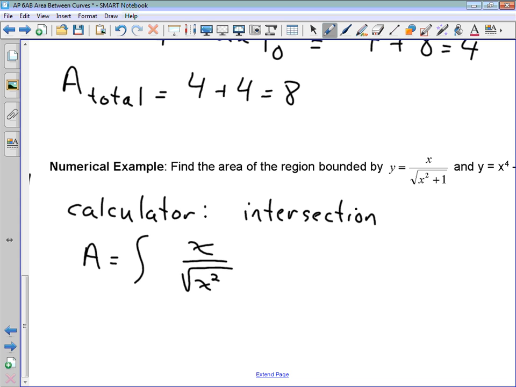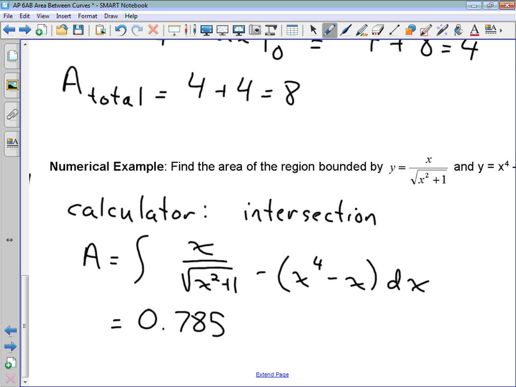x over root x squared plus 1 minus x to the power of 4 dx. This is our upper function. This is our lower function. How do we know that? Well, we know that because we just did a graph on our calculator. The answer that we should get when we do this is 0.785, approximately. Okay.